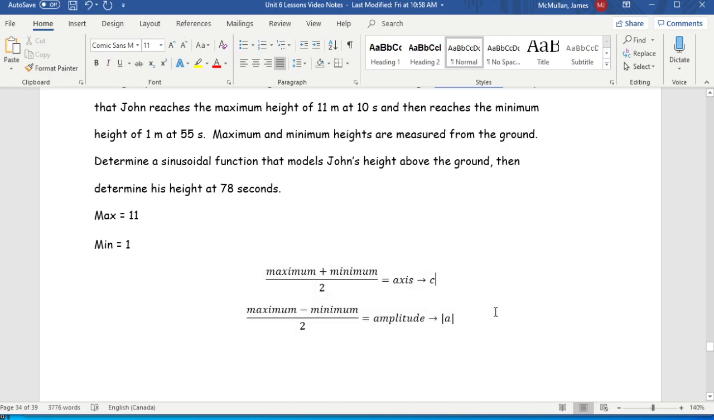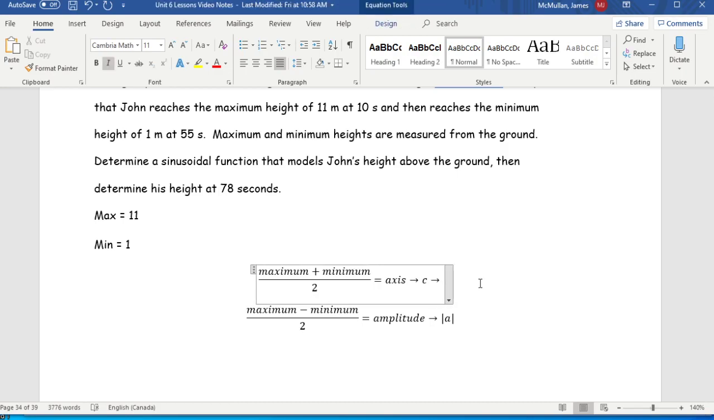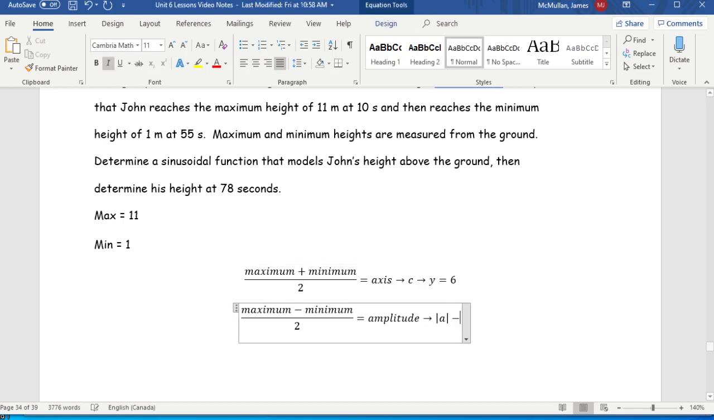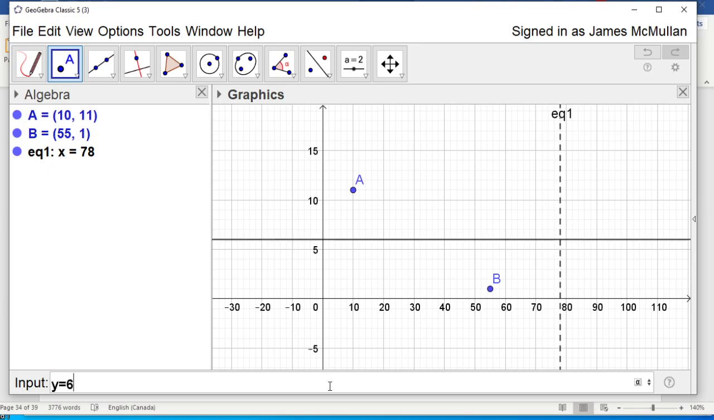So you can take the axis as C. The amplitude, you can't assume it's positive. We don't know if it's positive. It depends what model we're going to choose. Now, let's do these. These are easy enough to do, right? So 11 plus 1 divided by 2 is 6, so y equals 6 would be our axis, and our amplitude would be 11 minus 1 divided by 2, which is 10 divided by 2, which is 5. So we know for sure that y equals 6 will be our axis, and we know that 5 will be our amplitude.